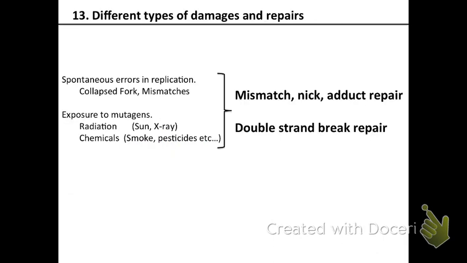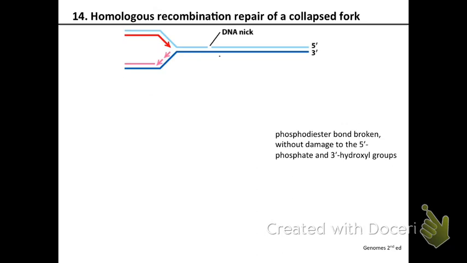All right, so that was mismatches, nicks, and adducts, those small little things that can happen to DNA. And there are other damages that can happen to DNA that could cause double-strand breaks. And these are probably the most dangerous types of DNA damage because the repair of them is prone to errors. Okay, so they have low fidelity.